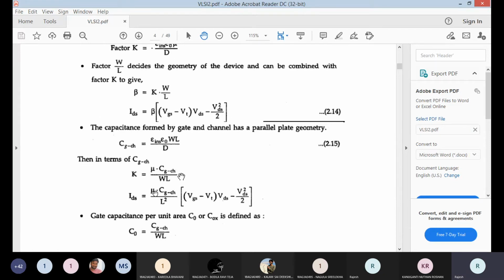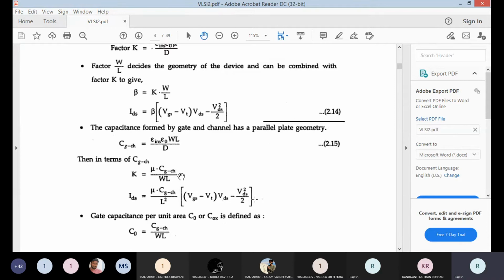So IDS is equal to mu into CGCH divided by L square into remaining point. And the remaining point is same. Remaining is directly proportional to voltages. Here also, if you see, the current is inversely proportional to length. As you increase length, corresponding current reduces.